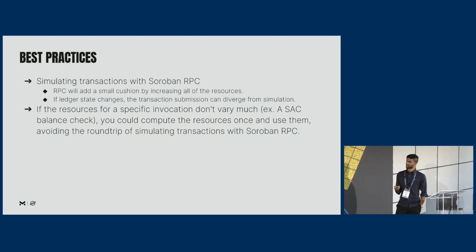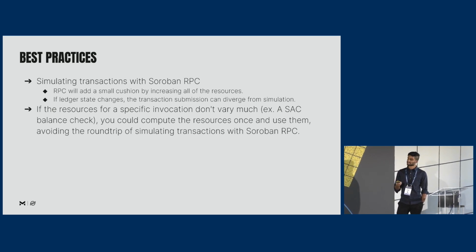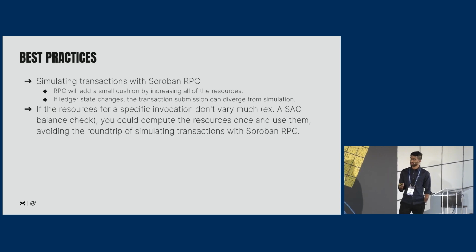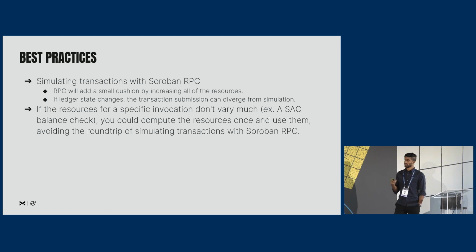there might be an alternative, which is that if the resources for a specific invocation don't vary much, so let's take a Stellar Asset Contract balance check, which just touches the Stellar Asset Contract instance and an entry for the balance. It's pretty simple. You can build the footprint for that, and then you could also compute the fees just by simulating once, and you can just store these values. And then the next time you call this invocation, you could just use the stored values, which will let you avoid the round trip of simulating transactions with Soroban RPC.